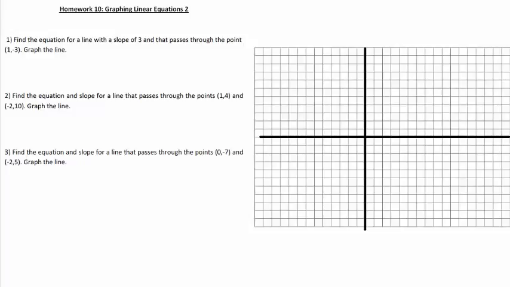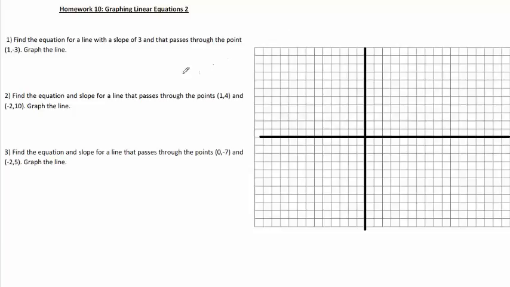Okay, homework number 10. Here we're going to continue with graphing, and we're going to be working on getting equations from facts. Last time we had the equations and we just had to graph them. This time we actually get some clues about how the equation looks, and we're going to figure out the equation and then graph it.